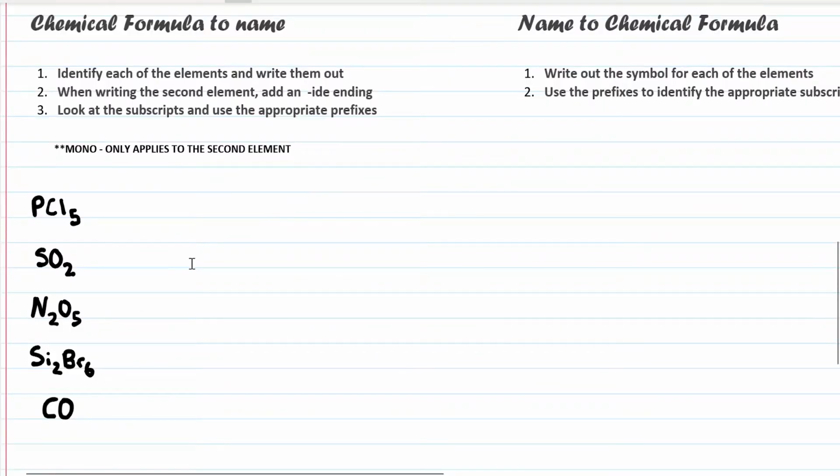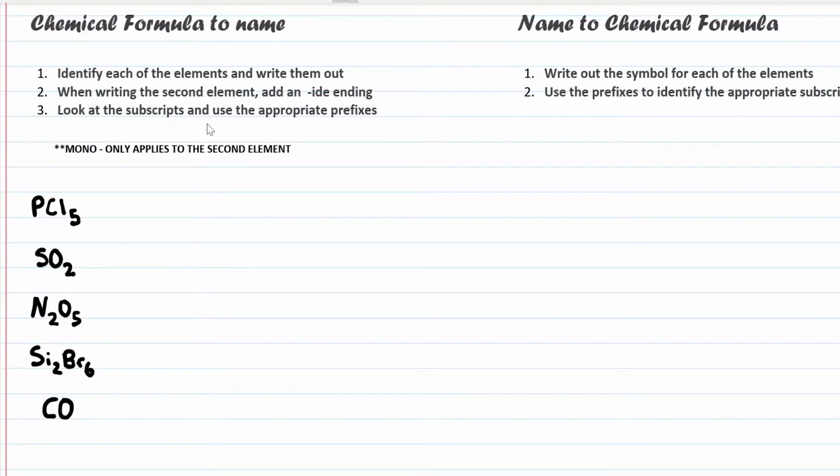Now we're going to be going from the chemical formula to the name, and there are 3 main steps you need to take. First, you need to identify each of the elements within the chemical formula and write them out. Then, when you're writing the second element, you have to add an ide ending to the second element. And then finally, you look at the subscripts and use the appropriate prefixes. All these 3 steps can be combined into one step, but for the sake of simplicity, we're listing them out. Okay, so now let's get into some examples.